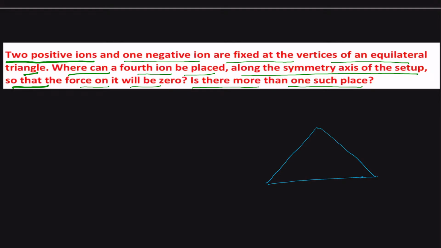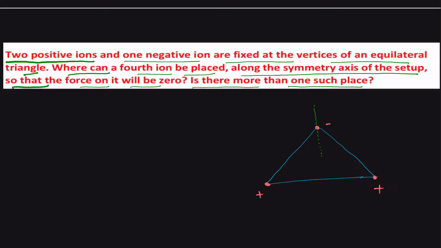and in this equilateral triangle we are having two positive charges. So let us suppose this is one positive and this is the second positive, and the third one is the negative on the topmost vertex. Okay. And let us define the axis here.